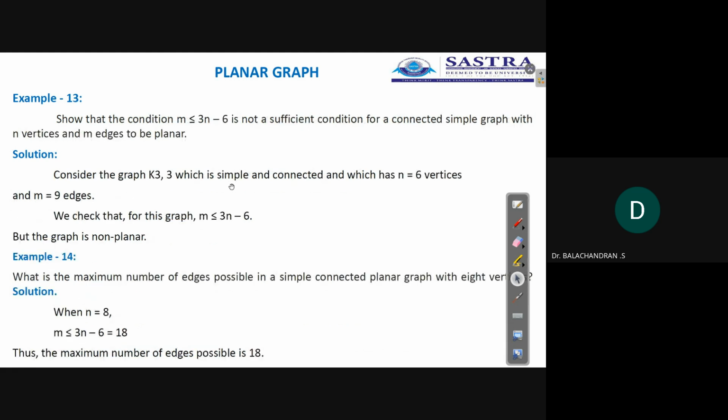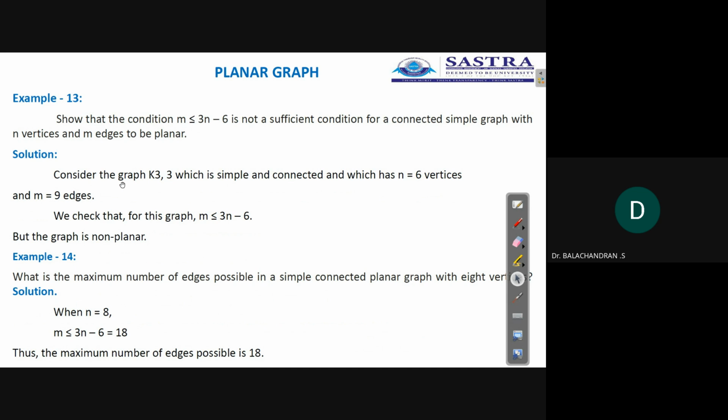Next one, 13. Show that the condition m, the number of edges, or you can take e, less than or equal to 3n minus 6 is not a sufficient condition for a connected simple graph with n vertices and m edges to be planar. We know that if G is planar, then m is less than or equal to 3n minus 6. But in this problem, they are telling us that m less than or equal to 3n minus 6 does not imply G is planar. So for this, we should give one example.